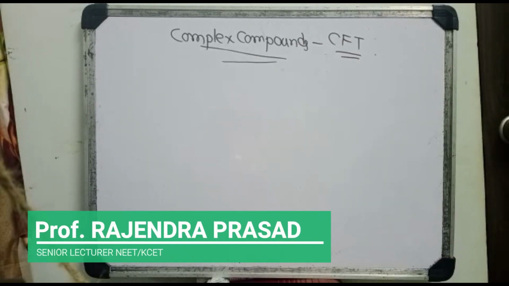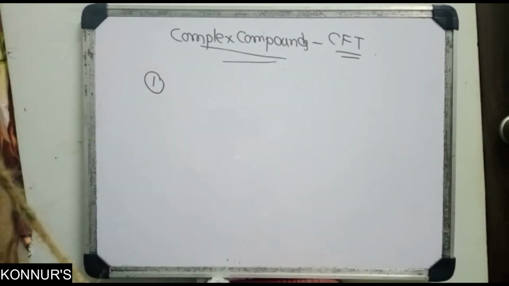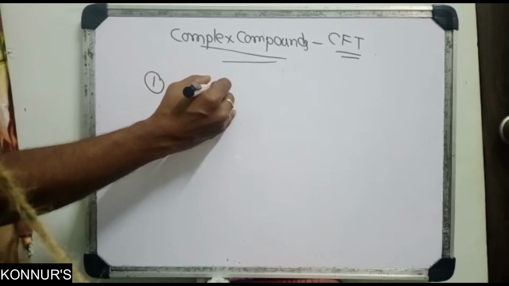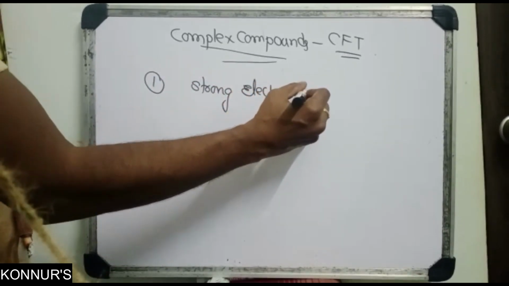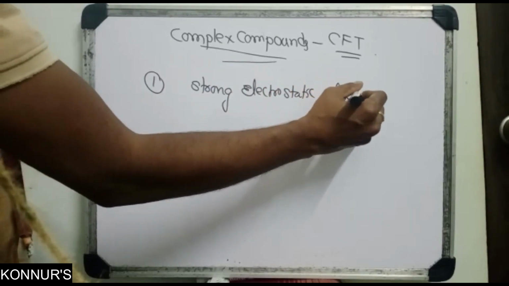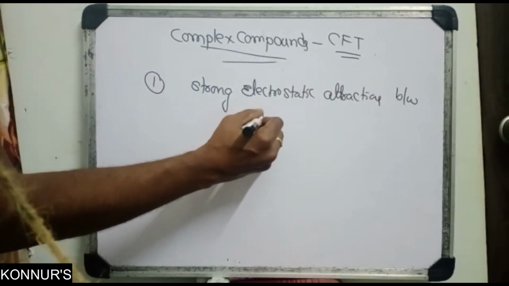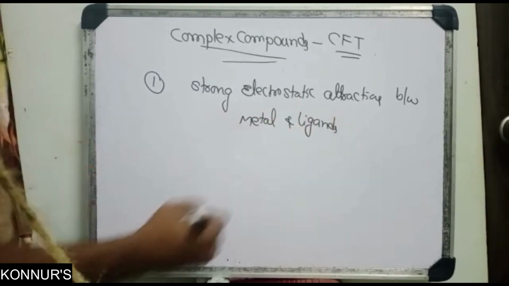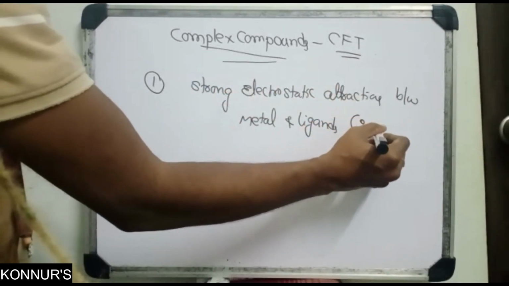So now we are going to discuss complex compounds in crystal field theory. According to this theory, strong electrostatic attraction is observed between metal and ligands. That electrostatic attraction is nothing but ionic bonds.